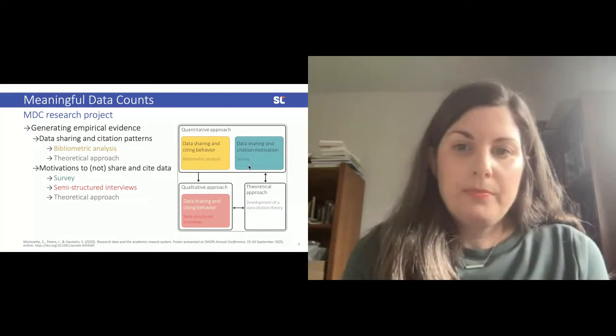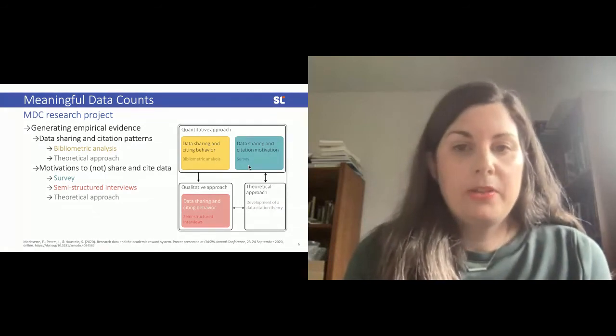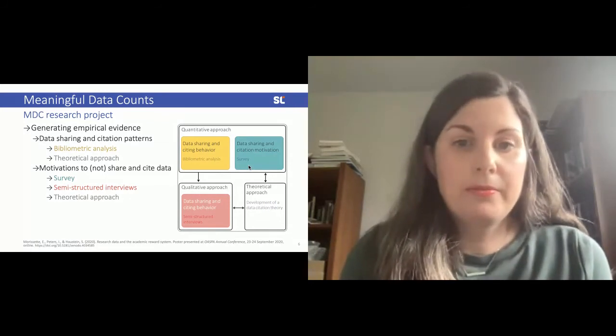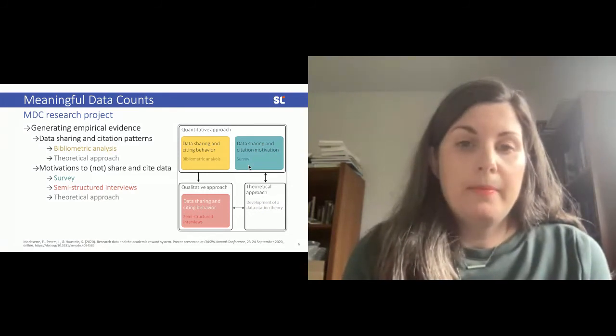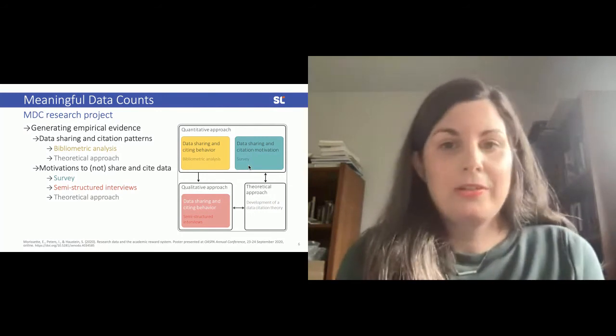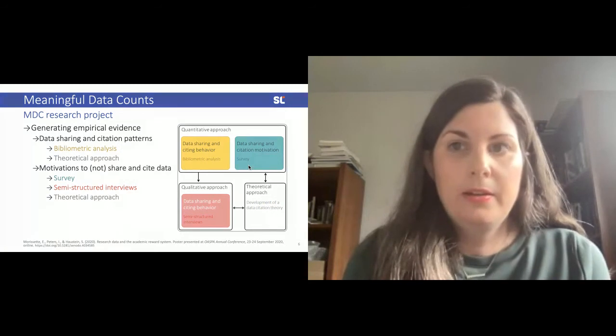We're also planning on a survey, and finally semi-structured interviews to complement it and get more in-depth data on the differences between disciplines, but particularly also on the motivations and the lack of motivation to share and cite research data. Next slide, please.